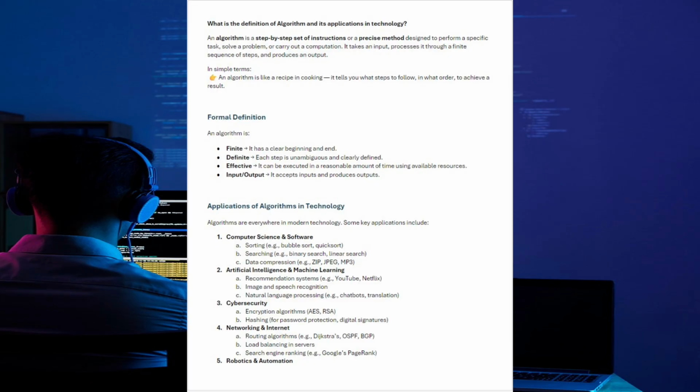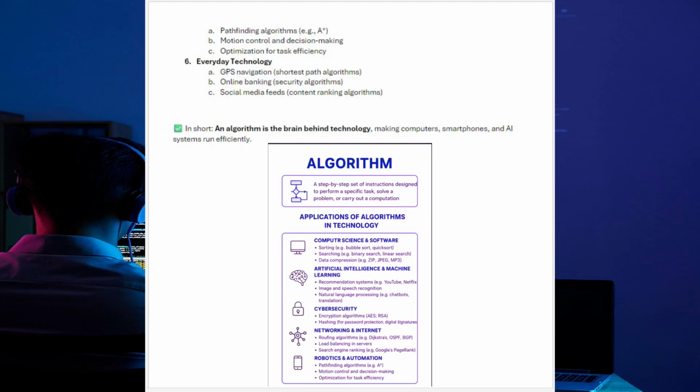4. Networking and Internet. A. Routing algorithms, e.g., Dijkstra's, OSPF, BGP. B. Load balancing in servers. C. Search engine ranking, e.g., Google's PageRank. 5. Robotics and automation. A. Pathfinding algorithms, e.g., A*. B. Motion control and decision-making. C. Optimization for task efficiency.